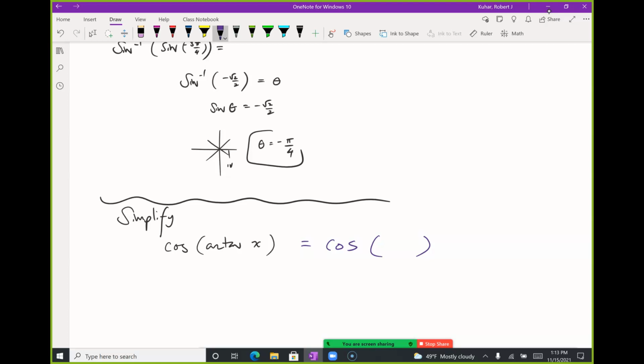Yeah, what am I replacing the arctan x with? What could I put in there that's a lot easier? Anybody? Simpler. Not x. Theta. Yep. Whenever I see an inverse trig, I want to think theta.